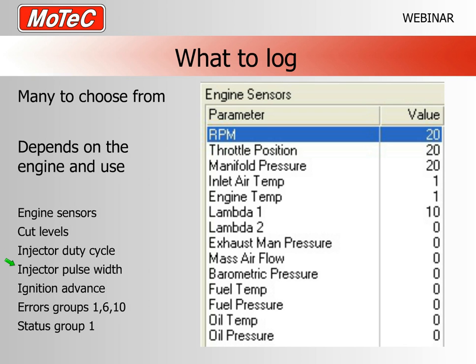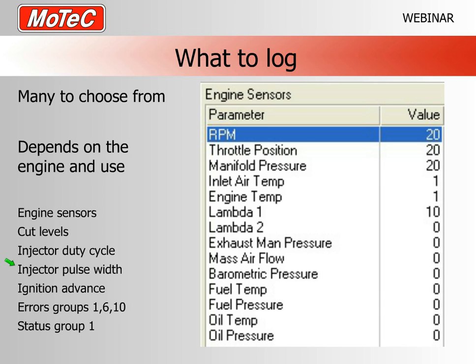Injector pulse width is another useful item to log. We're often referred to that when you're looking for a problem, maybe the engine's running too rich or too lean. If we see the injector pulse width changing dramatically, that allows us to look in that direction and see if there's an unusual fuel comp happening, something like that.